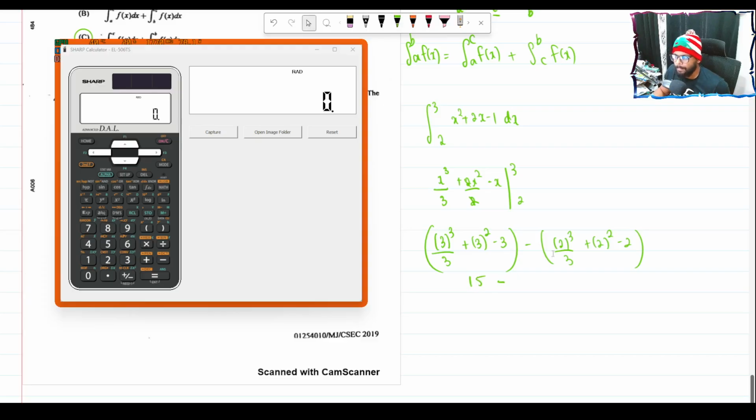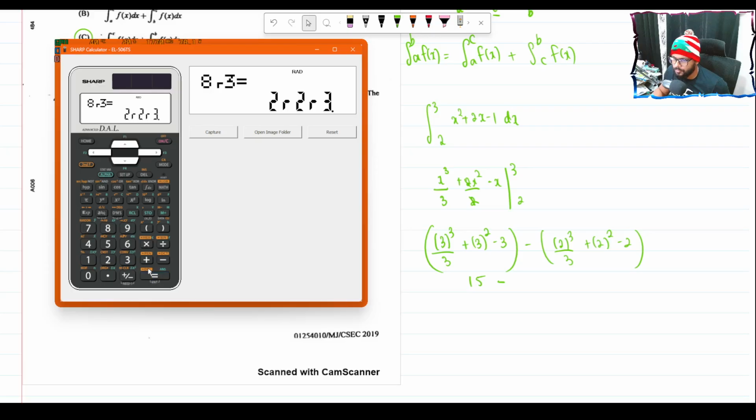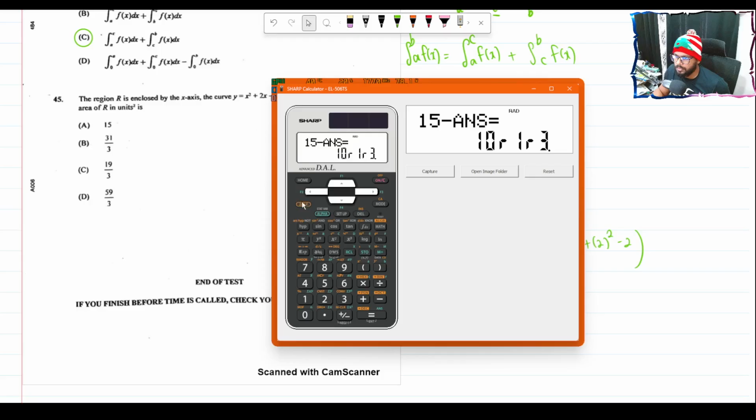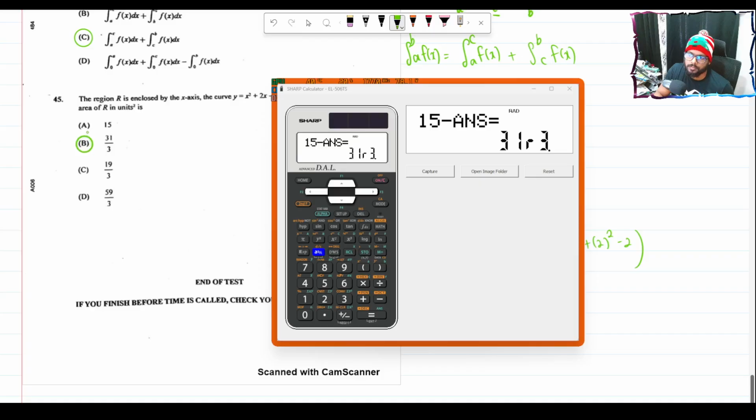Take away. This one I have to get my calculator. 8 over 3 plus 4 take away 2 is 4 and 2/3. 15 take away 4 and 2/3 is 10 and a third. 10 and a third is 31 over 3. So the answer is B.